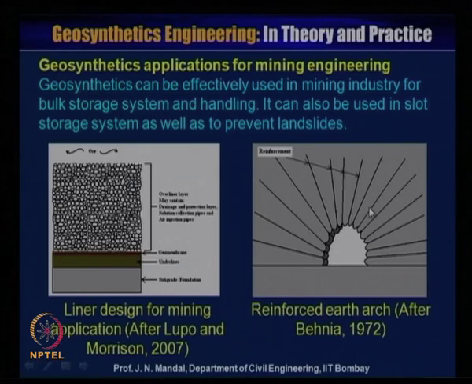Also, on the right-hand side you can see the reinforced arch. This is after Vienna 1972. Even below the mining, you can construct a tunnel like this, and this is the reinforcement. You can make a stable structure, because in mining, most of the time, this kind of tunnel collapses because of instability. So you can provide this kind of metallic reinforcement material and form a tunnel, and people can easily go and come, and you can make a much more stable reinforced arch.